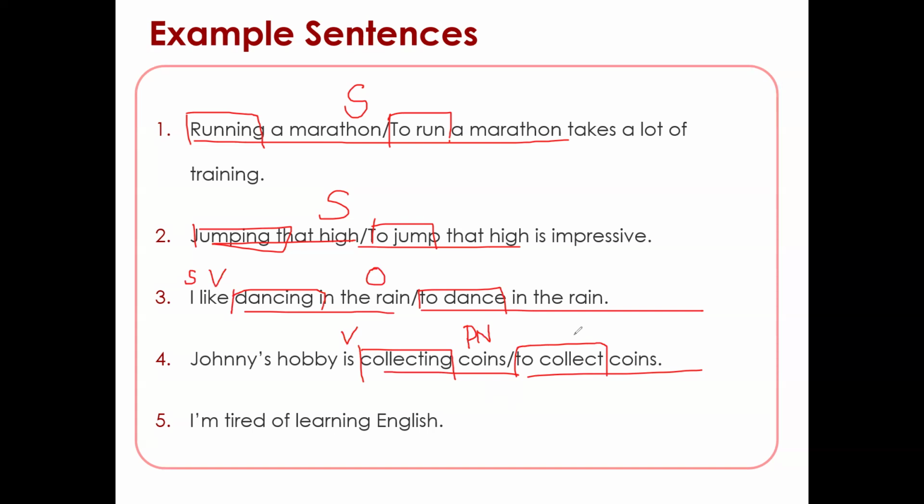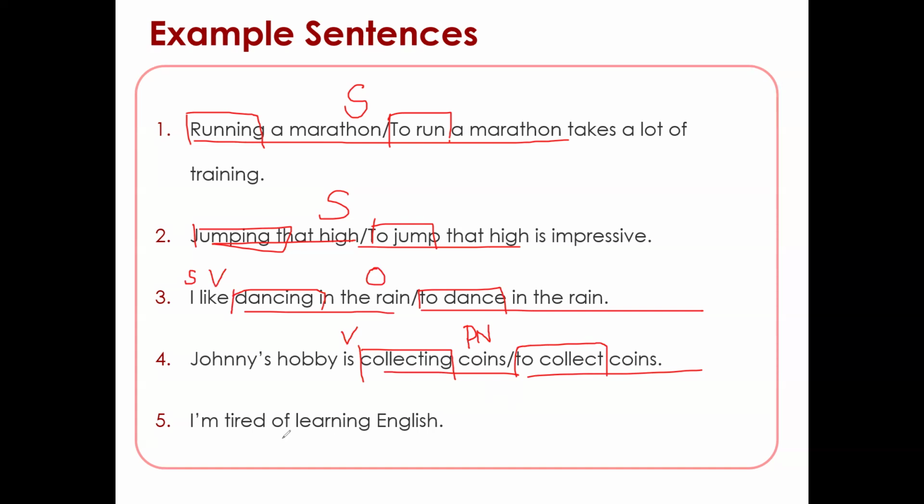So keep in mind the difference between a direct object and a predicate noun depends on what kind of verb it follows. So if it follows an action verb or a transitive verb, it's called a direct object. Whereas when it follows an intransitive verb, a linking verb to be exact, it will be called a predicate noun.